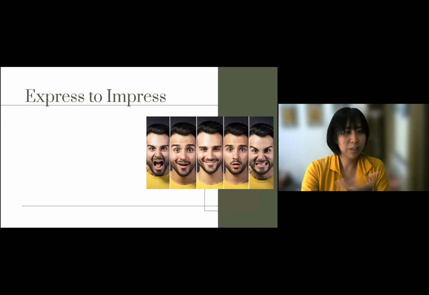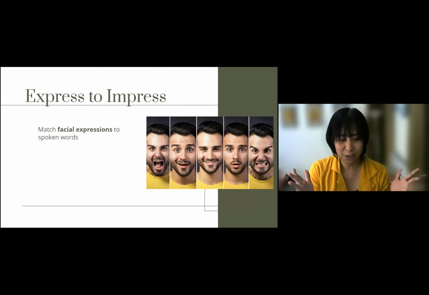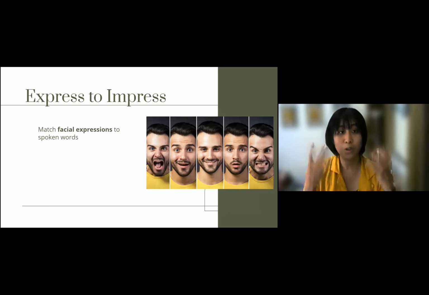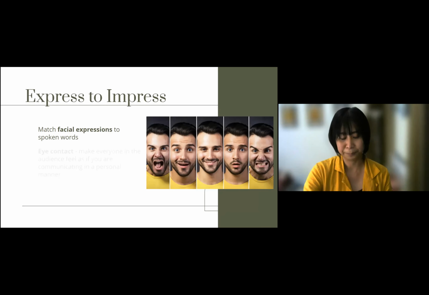So how do we make use of this with our audience? How to do it in a presentation? First, match your facial expression to the spoken word. So if you deliver a sad story, show it in your face. If you deliver a happy story, show it in your face. Okay, so in that way, it can convey the emotion better to the audience. So you use your facial expression to strengthen the emotion in your story.